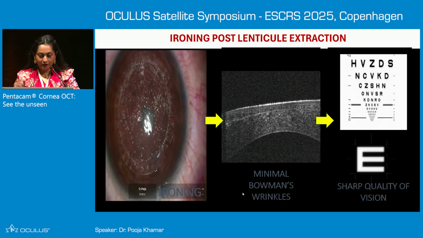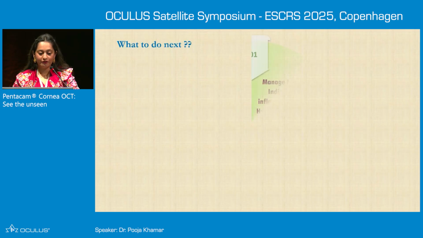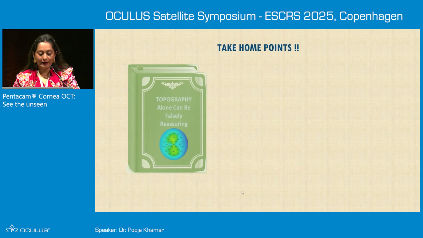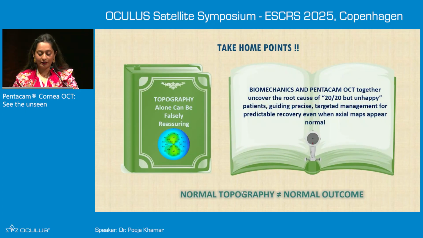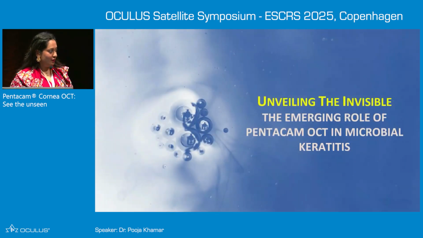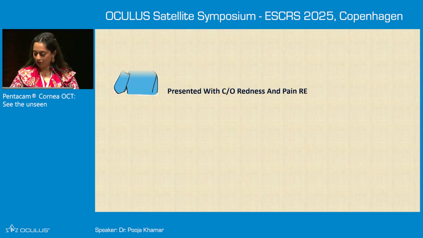So OCT and biomechanics can tell us a lot of what a topography may not be able to tell us, and integrating all 3 of them could give us a good quality and quantity of vision for our patients, which we always fear when it comes to CLEX procedure. So topography alone may not be useful, but we may need a little more.